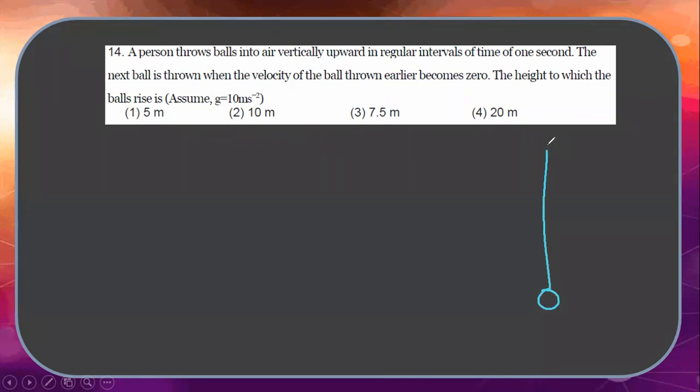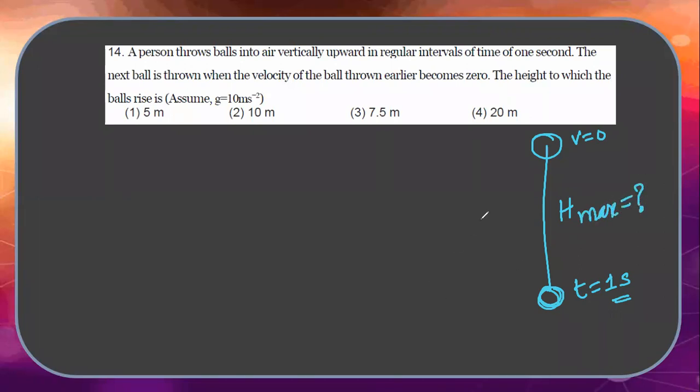He'll throw the first ball. When it reaches the maximum height, at the maximum height the velocity will be 0. When he throws the ball upwards and it reaches the maximum height, he throws the other ball. The time interval between one ball and the other ball is 1 second. Then they are asking, what is the maximum height reached?